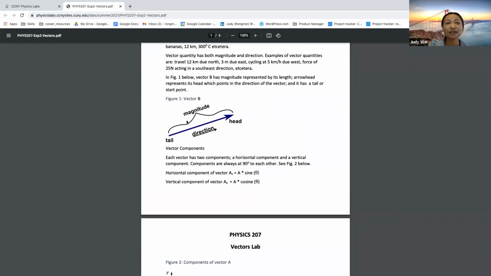You can see here, for example, vector B. Vector B is drawn from the tail to the head. The head indicates the direction, and the length indicates the magnitude. So if you take the absolute value of the vector, you will get the scalar. In a sense it's identical, but a vector always comes with a direction. If there's no direction for a vector, then it's not called a vector.